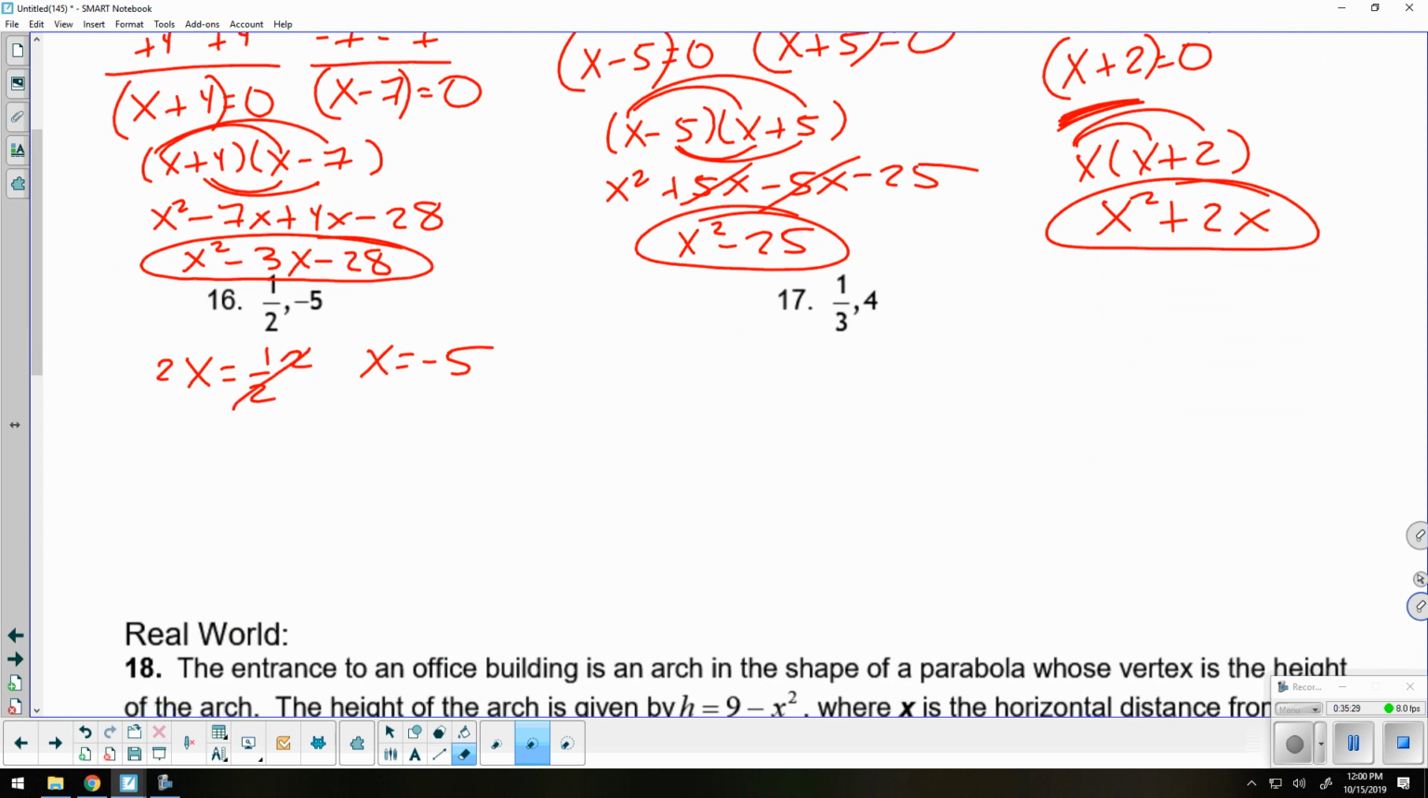So that cancels the 2 out. You have 2x equals 1. Okay, then subtract the 1. You have 2x minus 1 equals 0. This is the original binomial, 2x minus 1. That gives you the answer positive 1/2.